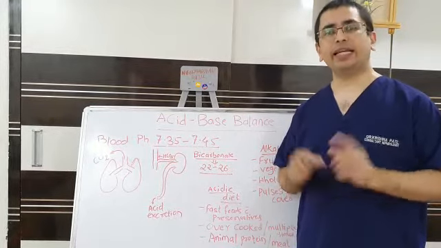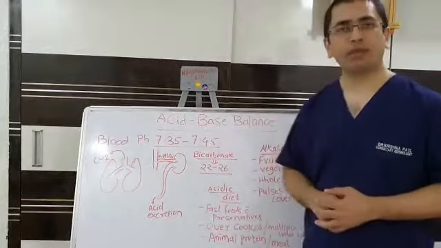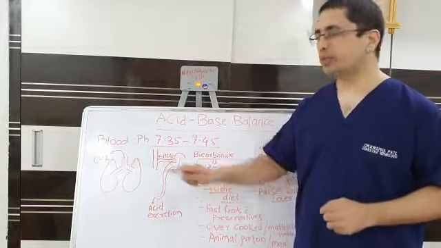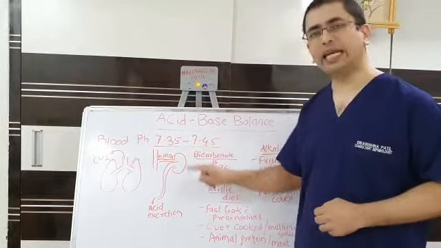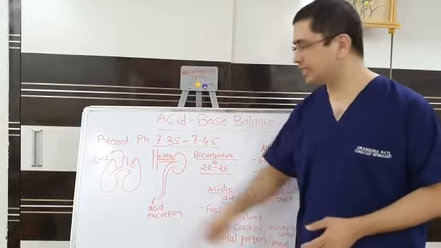I am a consultant nephrologist and today I am going to discuss briefly a very vital and important function of kidneys, that is the acid-base balance. The kidneys are the vital organ which maintain the blood pH between 7.35 to 7.45. The other important organ which helps the kidneys is the lungs.